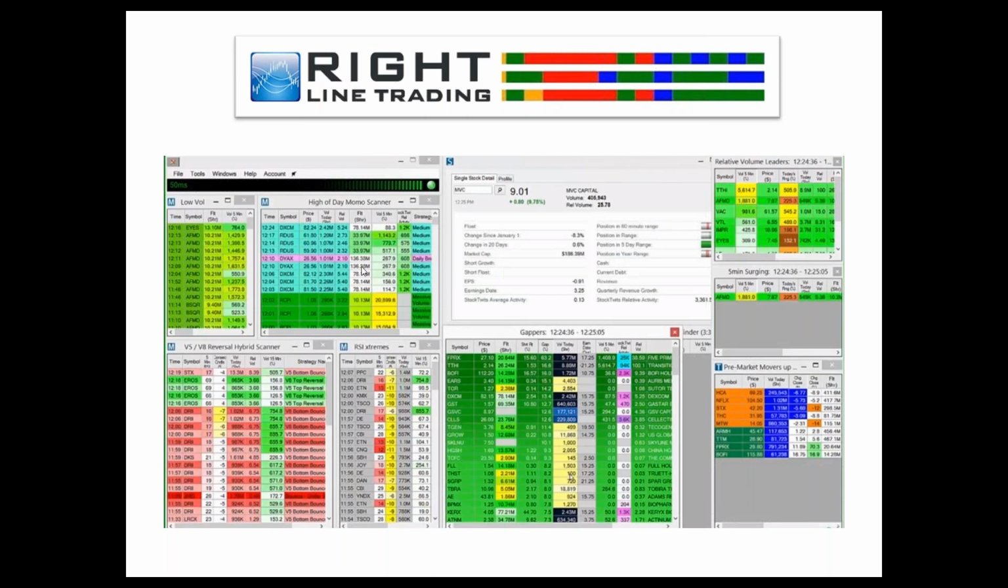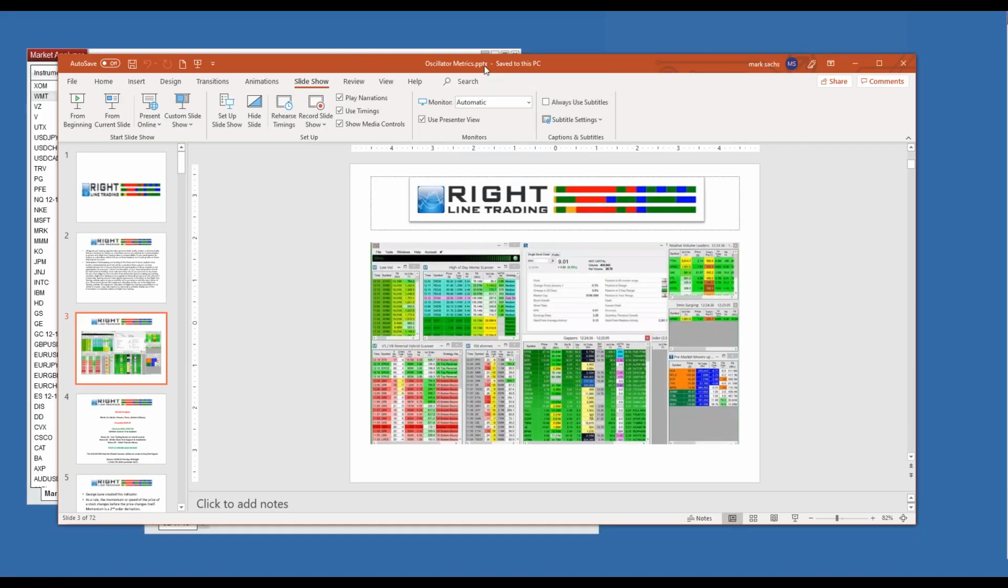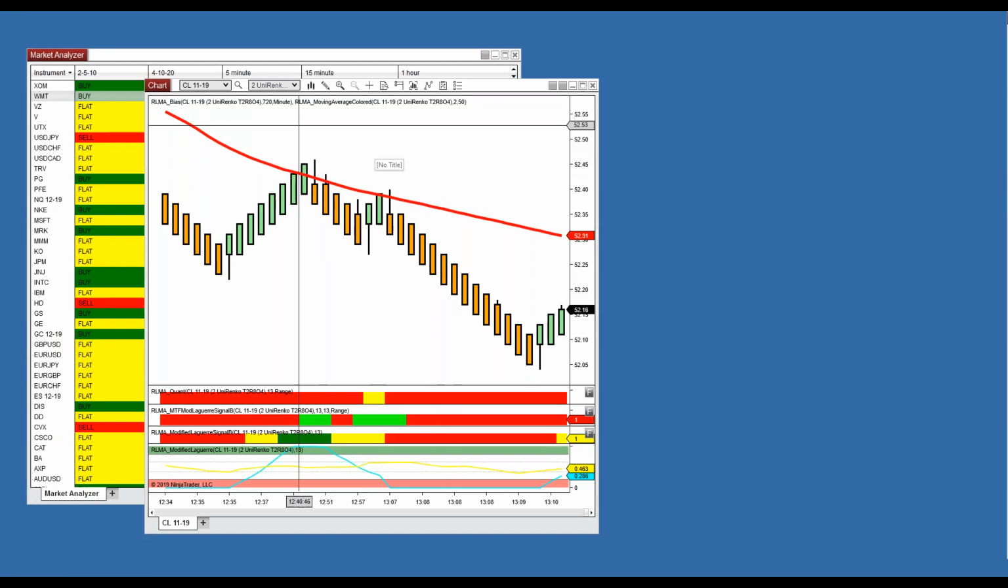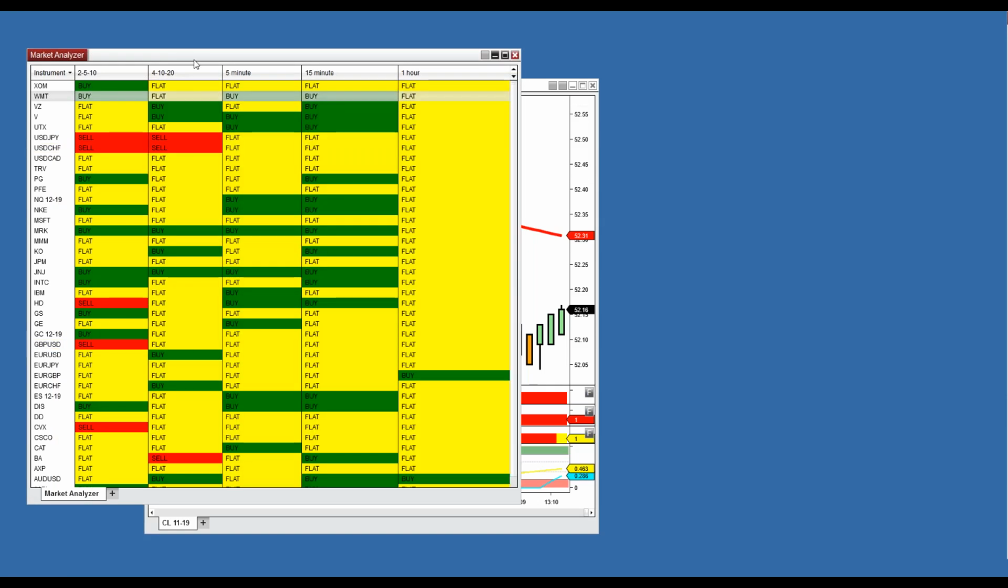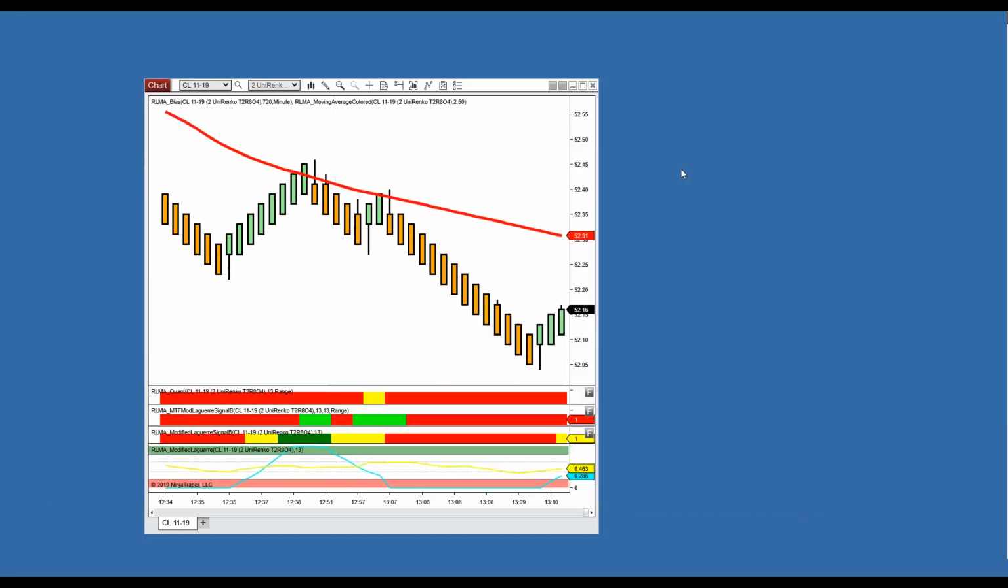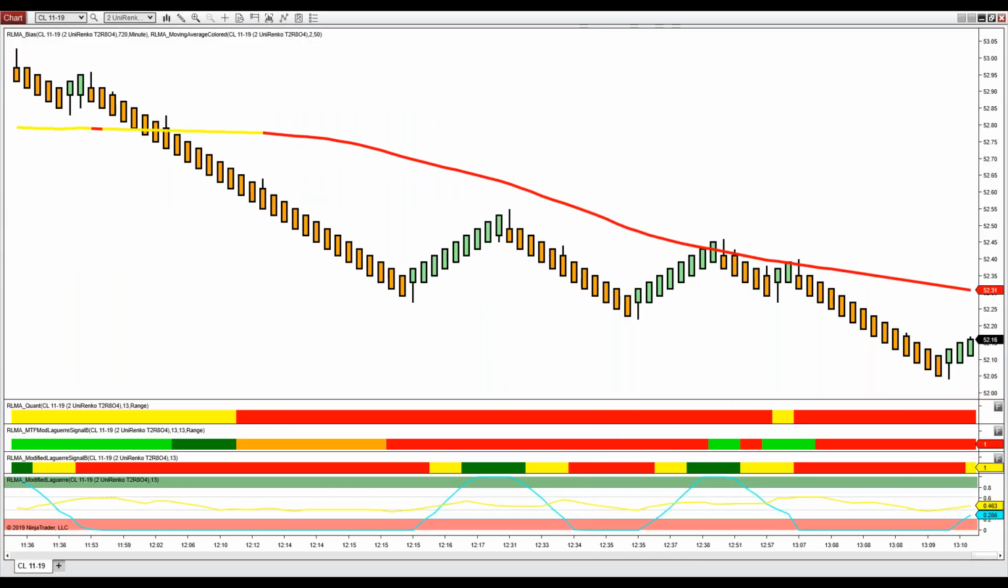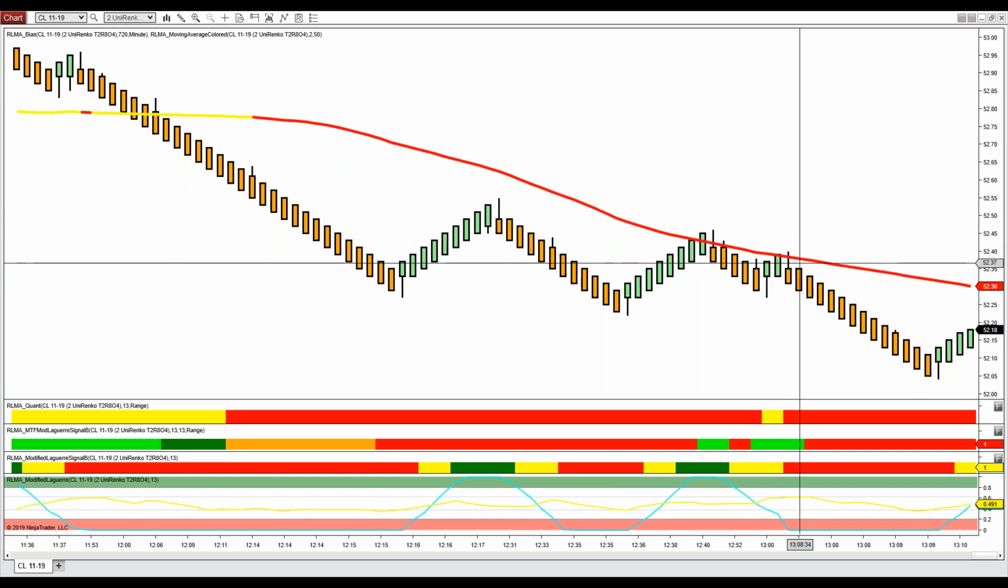So what I'm going to do is come off the slides. And I want to show you something that's very different. I want to start out. Here's the scanner, and I don't want to show that to you right away. I want to show you the components of the scanner. And this is what the scanner looks at. And this is what makes the scanner so powerful.